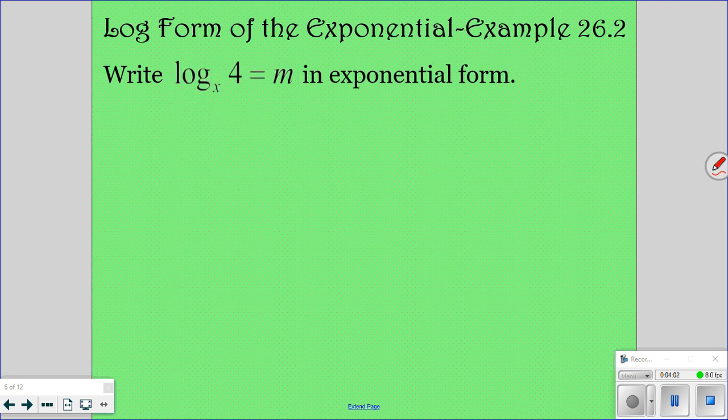Okay, they can also ask you to put it in exponential form. So the 4 stays where it is, and then the x pushes the m to the exponent. And so that would be your answer there. Again, you don't have to solve it or anything, you just have to rewrite it.